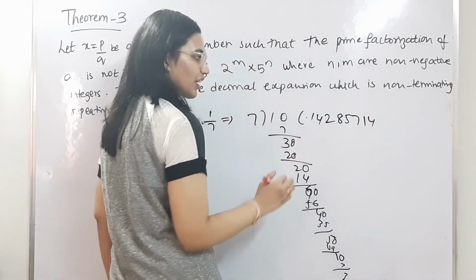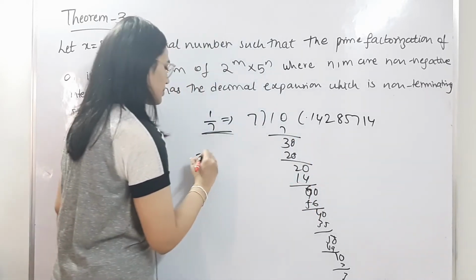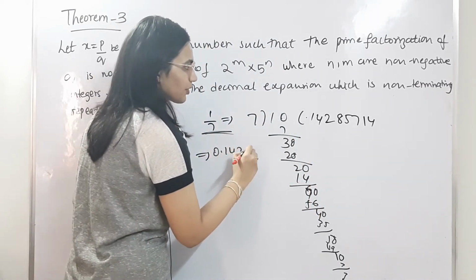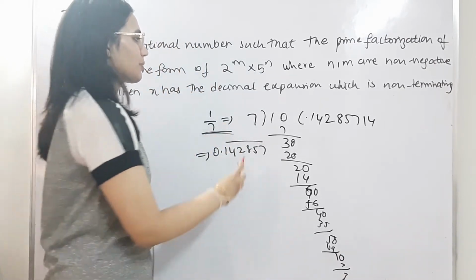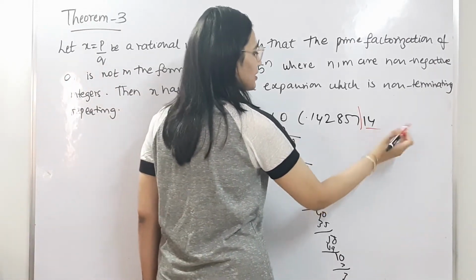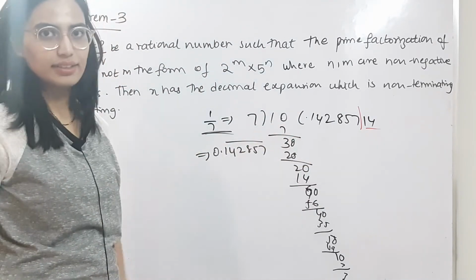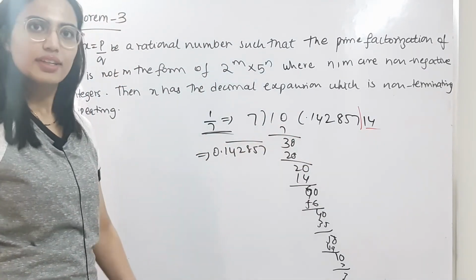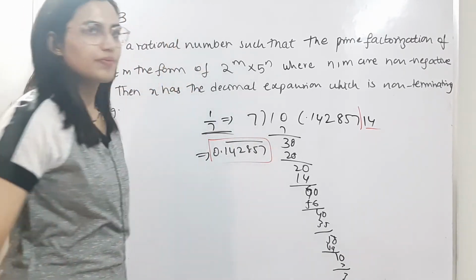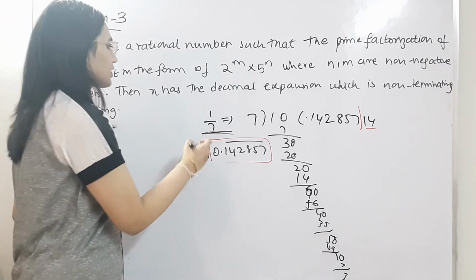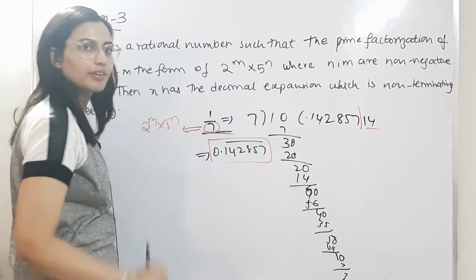If you observe the trend here, the decimal expansion of 1 by 7 can be written as 0.142857 bar. Because it repeats, it stops here and it repeats again. So it is not terminating, but it's recurring. There is a pattern in the sequence. For such numbers, if you see the denominator, it is not in the form of 2 power of m into 5 power of n.